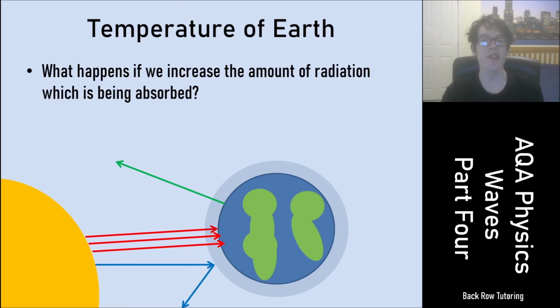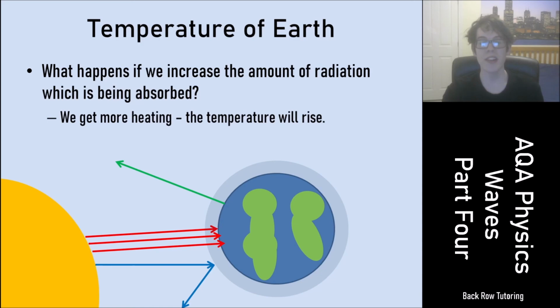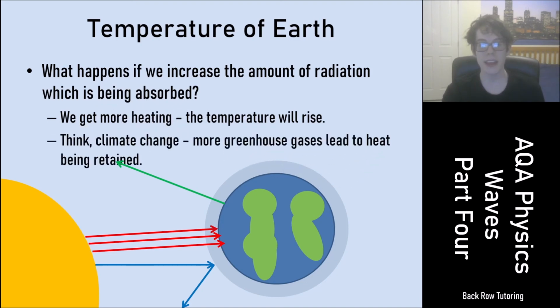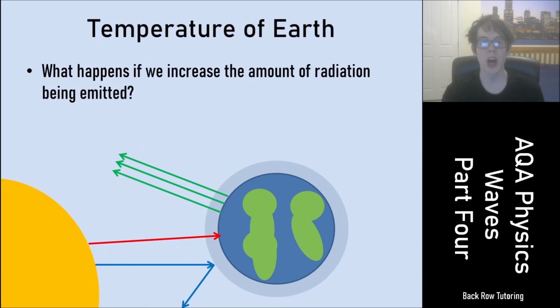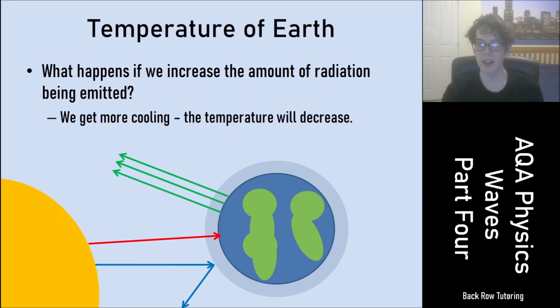What happens if we increase the amount of radiation which is being absorbed? Well, if we increase the amount of radiation which is being absorbed, we will get more heating. The temperature of the Earth will rise. Think, climate change. More greenhouse gases lead to heat being retained. What happens if we increase the amount of radiation being emitted? Well, if we increase the amount of radiation which is being emitted, we will get more cooling. The temperature will decrease. Think, during the night. More radiation leaves the Earth, so the temperature comes down.